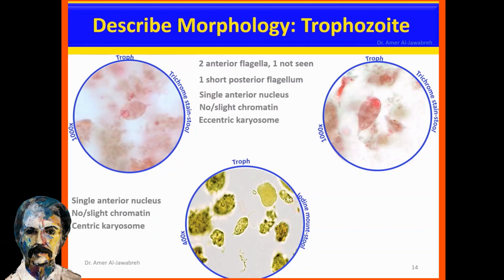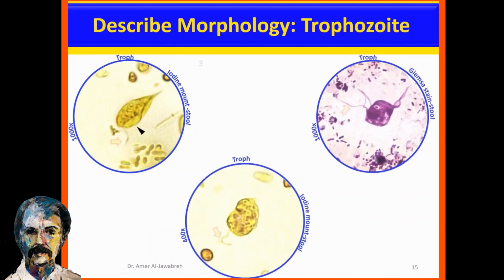The same here. See? Single anterior nucleus, no chromatin, no karyosome, but granules. This one, you can see dots only. And this is another one.